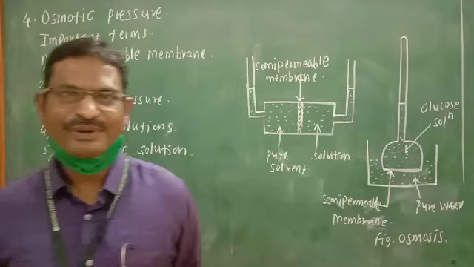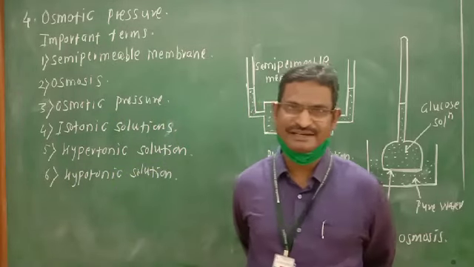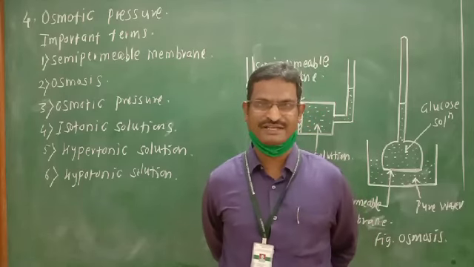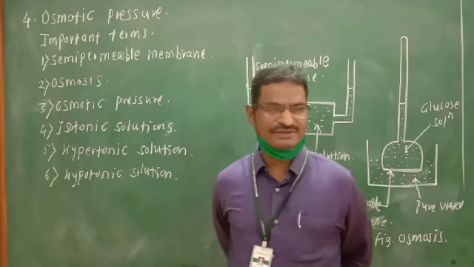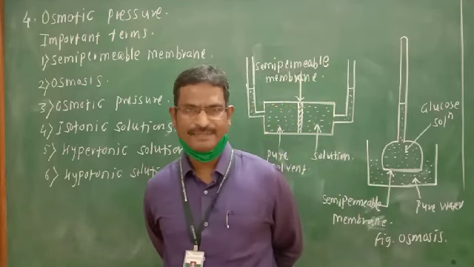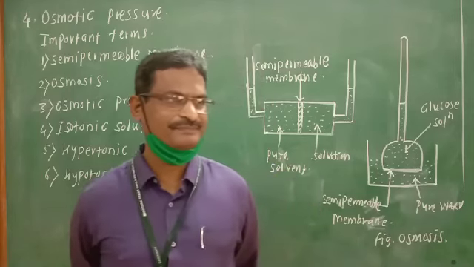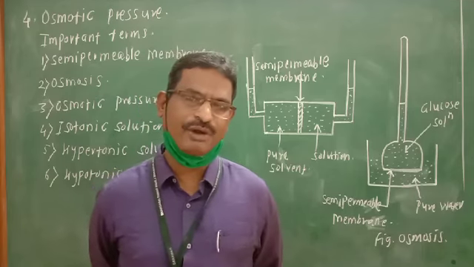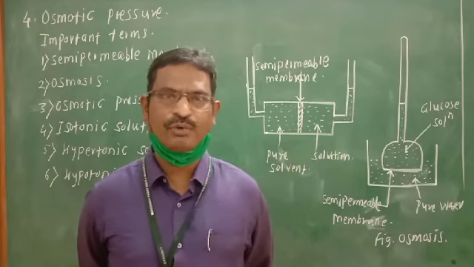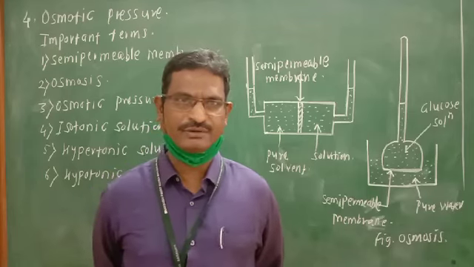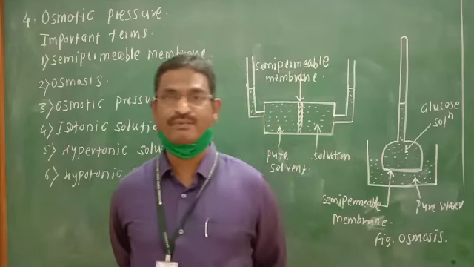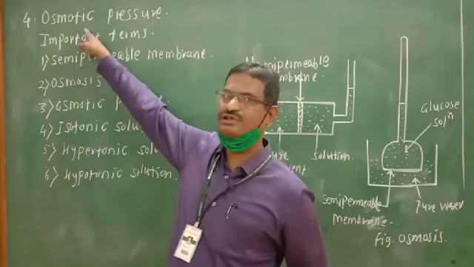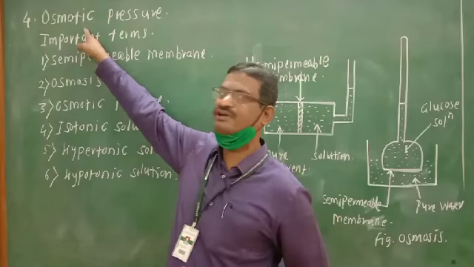In video number 6, in yesterday's one, we completed the third colligative property, that is depression of freezing point. In the depression of freezing point, we studied the definition of freezing point, what is meant by freezing point, and finally we arrived at the determination of molar mass of a non-volatile non-electrolyte solute using that colligative property, depression of freezing point. And now this is the last one, the fourth colligative property, that is osmotic pressure.